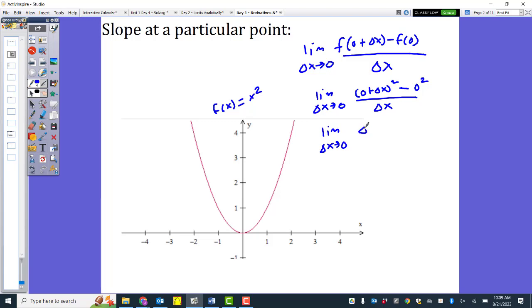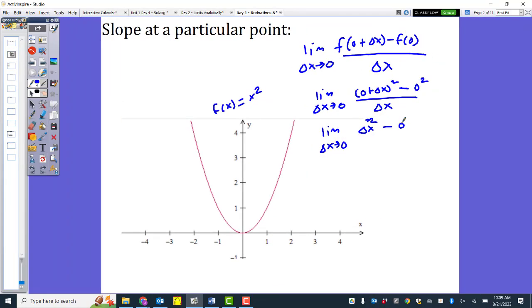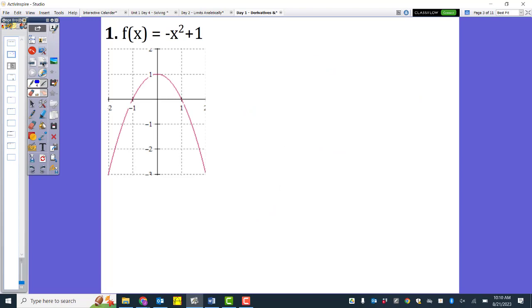This one should be much easier. It's just delta x squared minus 0, so really just delta x squared over delta x. The delta x's will cancel, so the limit as delta x approaches 0 of delta x equals 0. Hey, look, that's the slope we kind of assumed it was. It looks like it's a 0 slope. So this is an idea we're going to run with.